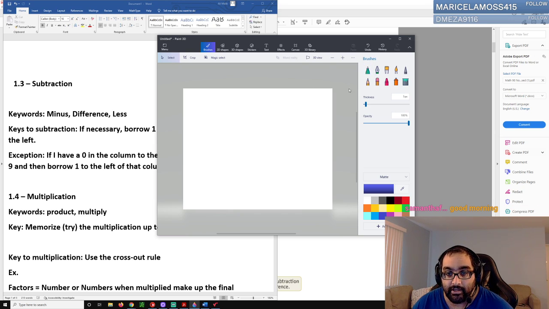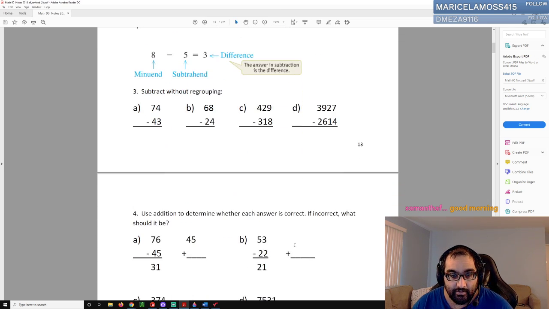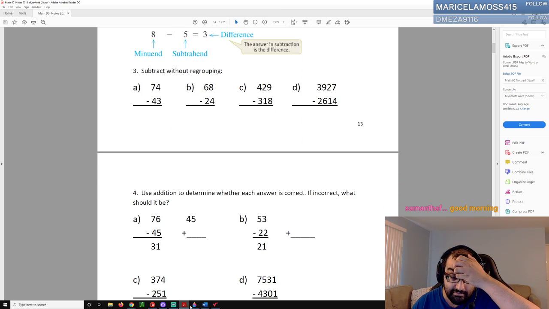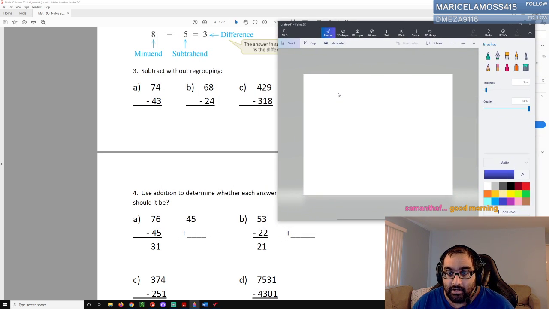I'm going to use an example from the book on page 13. I used this in the last class, but I'll use it again anyway. Let's put this down. We're going to have 429 minus 318.